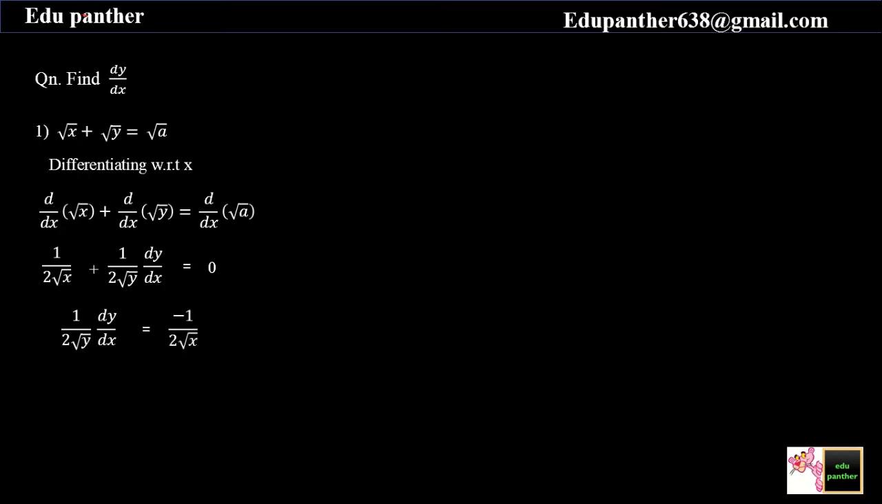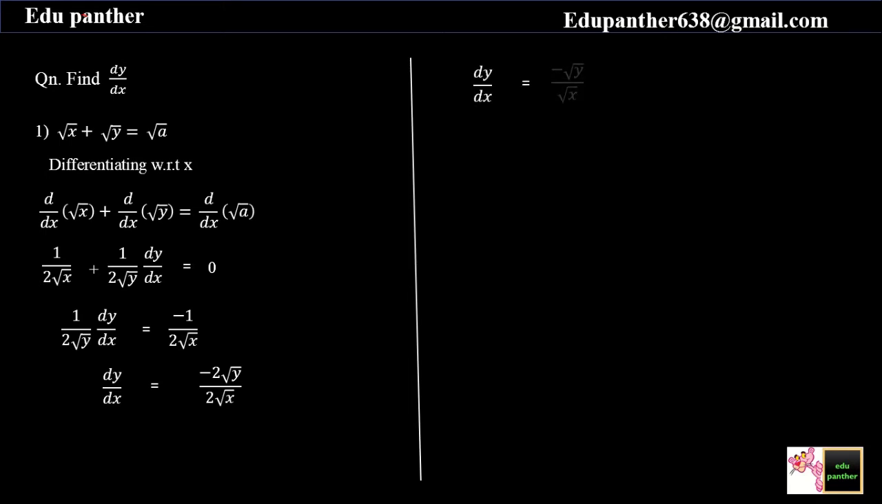Now we have to find the value of dy by dx. So whatever extra term we have with dy by dx, shift those terms to the other side. So we have to shift this 2 root y to the other side. So we will get dy by dx as minus 2 root y upon 2 root x. If we cancel out this 2, our final answer will be dy by dx is equal to minus of root y upon root x. So this is our final answer.